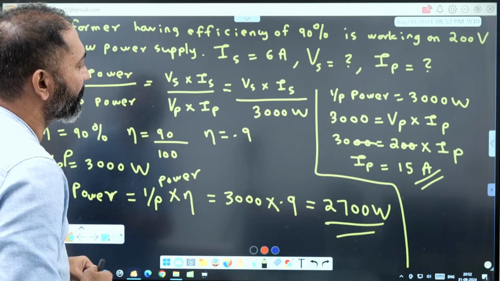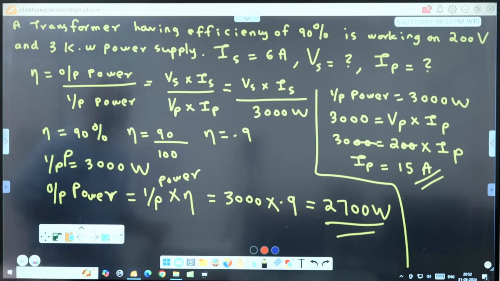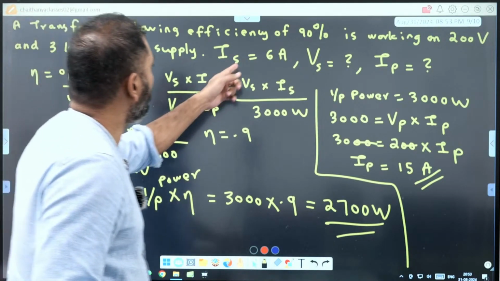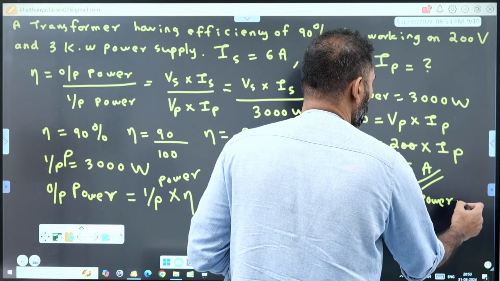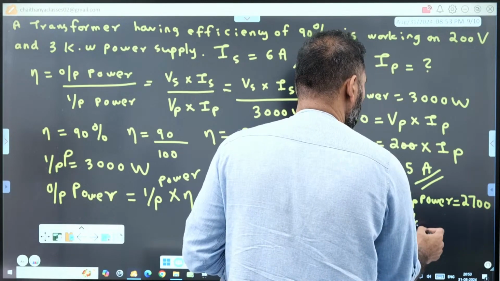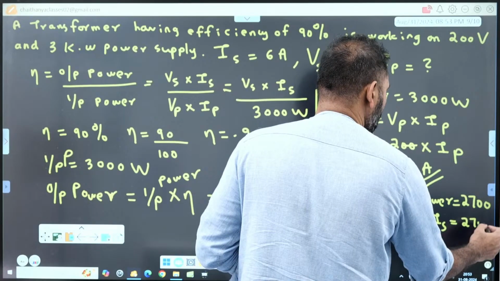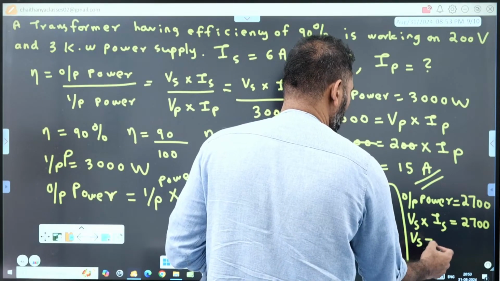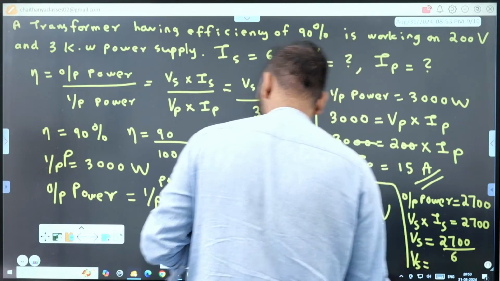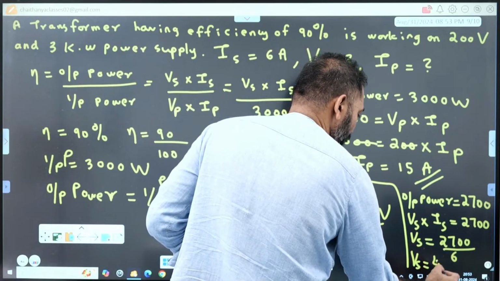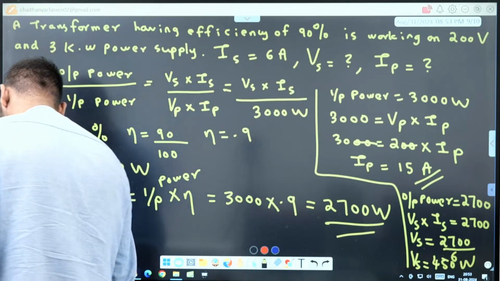Navneet, the first question: input power is what? So input current, primary current is 15 ampere. Now we have to find out voltage across secondary. That is our next task. Secondary current is given 6 ampere. Output power is equal to 2700. That is voltage across secondary into current across secondary is equal to 2700. Current across secondary is already given, which is 6 ampere. So 2700 by 6, voltage across secondary is 450 volt. Any doubt?